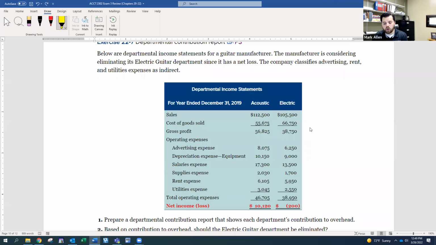Remember, in this case, we were told advertising, rent, and utilities are indirect. That is incredibly important whenever we're dealing with a departmental contribution report, because if something is an indirect cost and I eliminate a department, those costs they're incurring just get shoved off onto someone else anyway. So it may not actually be better for us to get rid of that, because those costs are going to just be absorbed somewhere else. So we do have to keep that in mind. So you do want to know that.